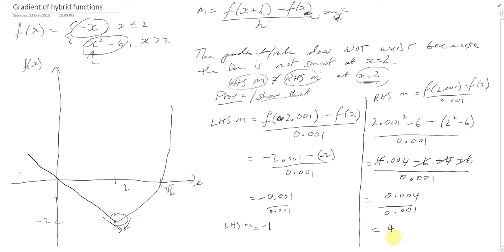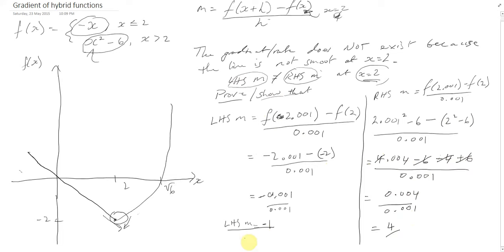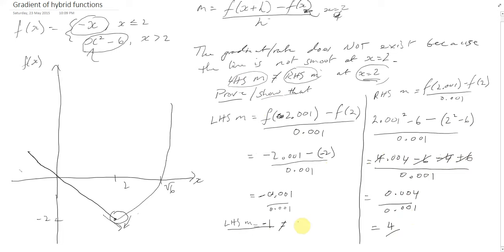positive 4. Now, you can see that our left-hand gradient is minus 1, and our right-hand gradient is 4. They're not the same, so all we need to say is left-hand gradient does not equal 4, which is our right-hand side gradient. So we have just proved that it's not smooth at that point. So we're done. Question over.